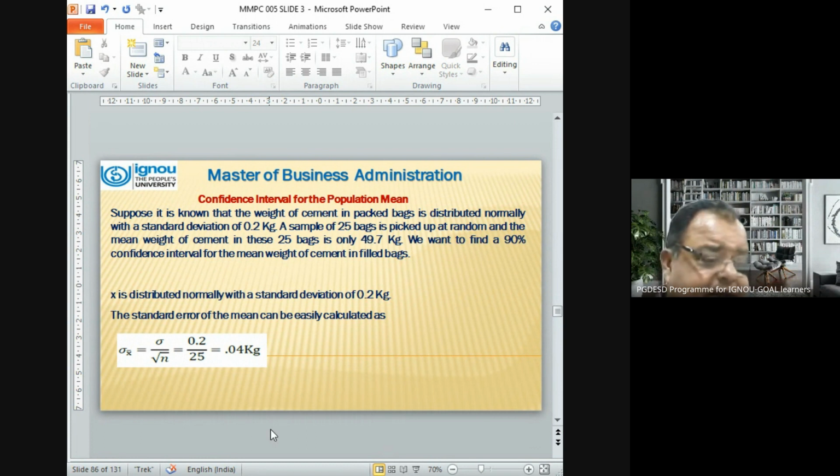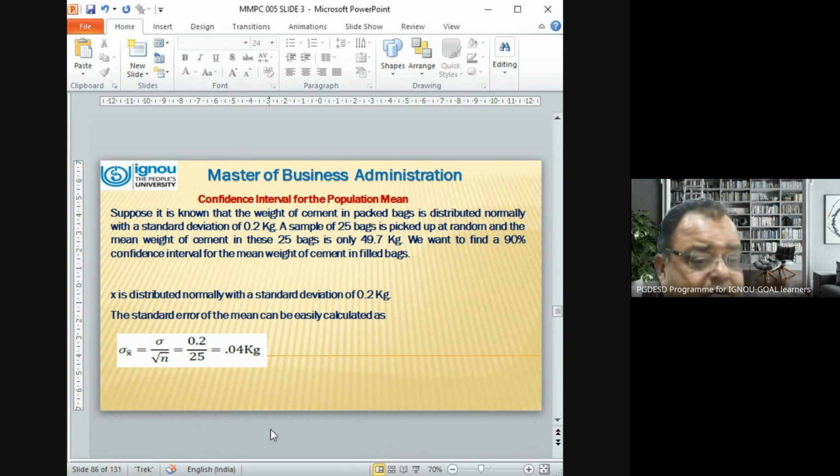Now the thing is that it is given that this is a problem related to normal distribution. That means X is distributed normally with a standard deviation of 0.2 kg. Same is given in the problem. Now the standard error about the mean, because in the problem the mean is asked. We have to take the mean because it is written that the mean weight of 25 kg is 49.7. So we are calculating error now in terms of mean.